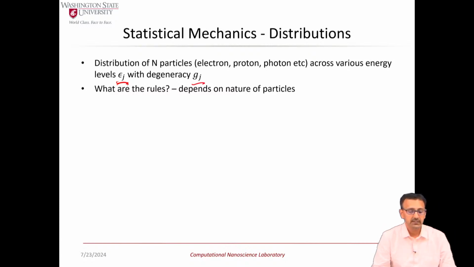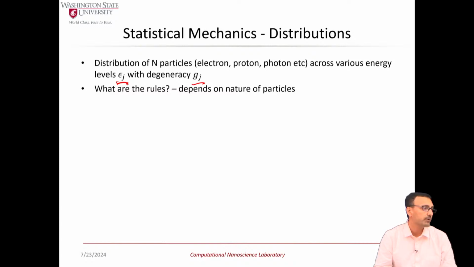And then there is a degeneracy g_j. So, the question, and I will explain to you what these degeneracies and energy levels are in a moment, the fundamental question is, what are the rules that determine how these particles, electron, photon, proton, whatever, or any atom that you are distributing in various energy levels, what are the rules for distributing them?